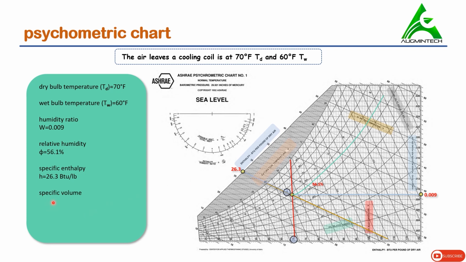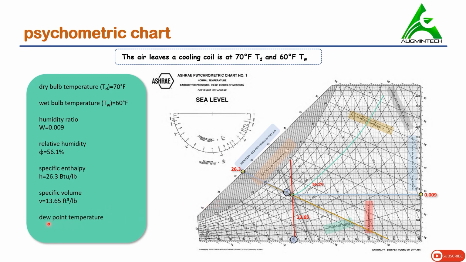Next, we find specific volume. Again, from this intersection point, we need to draw a line parallel to specific volume line. Over here, this is mentioned as 13.5. This is somewhere over here 13, and this is 14 for specific volume. So this line lies fairly close to 13.65. So we'll take that value of specific volume.